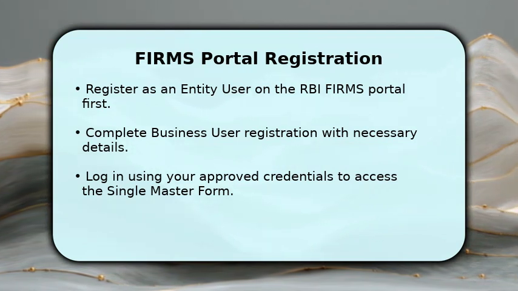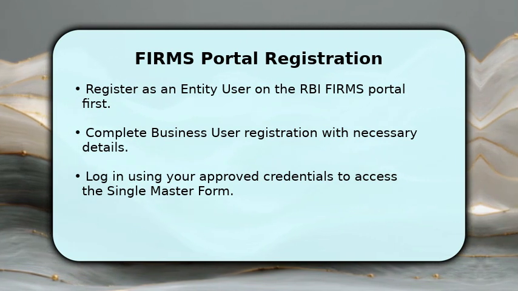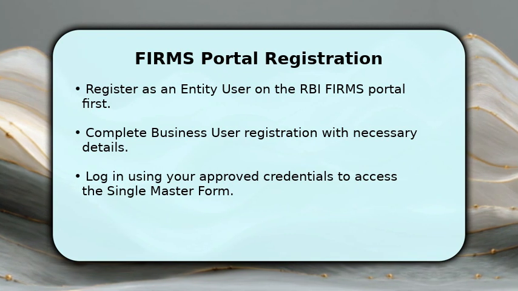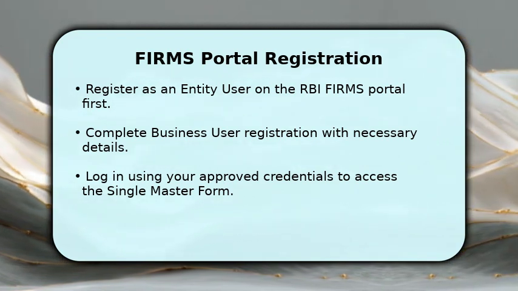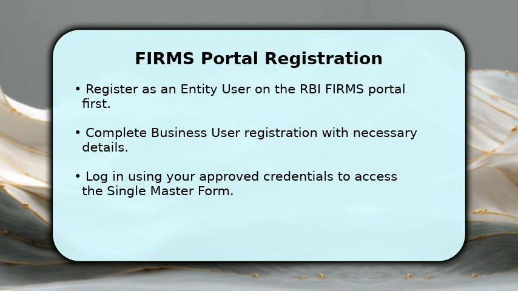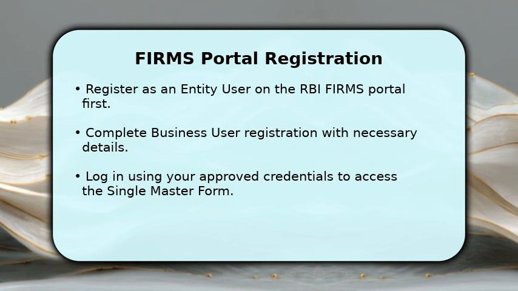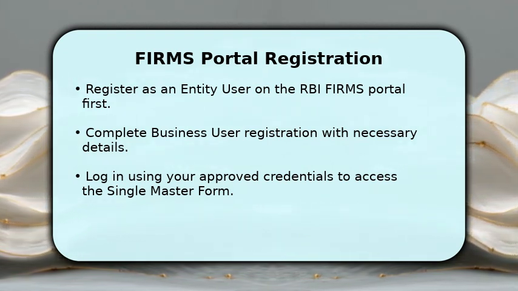This involves a two-step process. First, create an entity user account for your company, providing all required details. Next, complete the business user registration, which links an individual to the entity. Once both registrations are approved, you will receive login credentials. Use these to log in and select the single master form to proceed with your FCGPR filing.